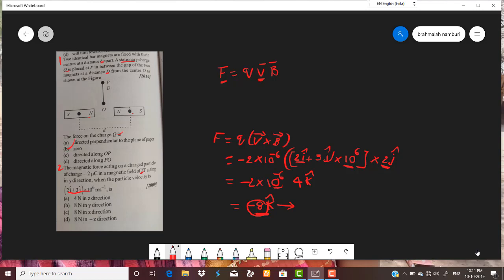So 8 N in negative z direction. Option D is the right answer.